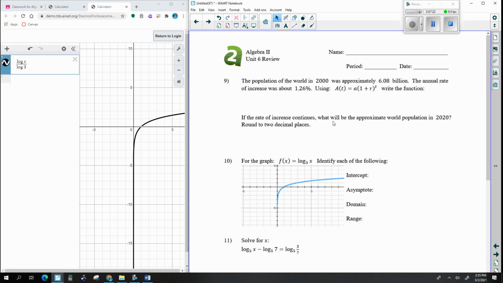Okay, A is the initial amount, R is the rate, T is the time. So let's take a look here. Okay, so population in 2000 is 6.08. So the initial amount is 6.08, and a rate of increase of 1.26%, which is the same thing as saying 0.0126.